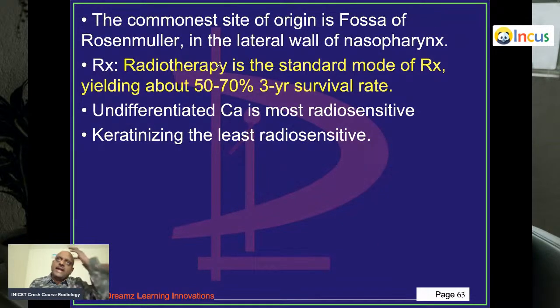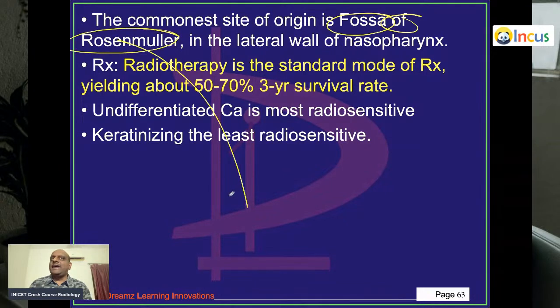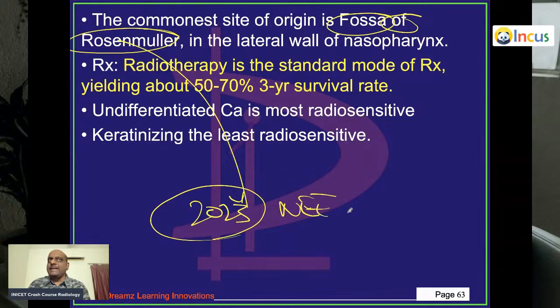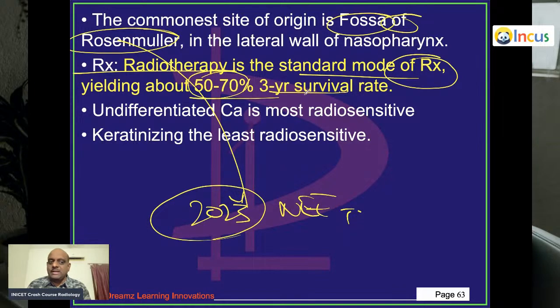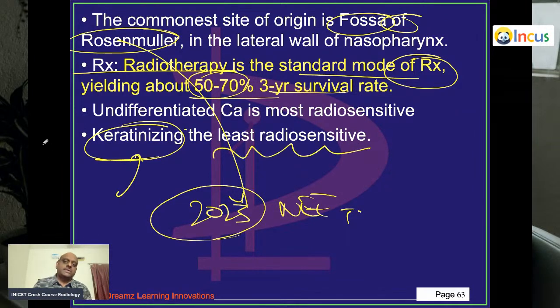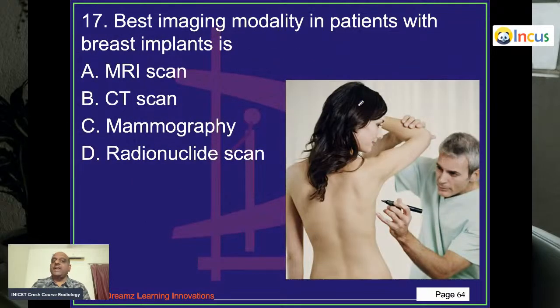So, what is the commonest site for the nasopharyngeal carcinoma, doc? Fossa of Rosenmuller. This was asked in the 2023 NEET PG exam also recently. And radiotherapy is the standard mode of treatment, which yields about 50 to 70% survival, is what you need to remember. Once more, in the nasopharyngeal carcinoma, keratinizing type is least radiosensitive. Undifferentiated is most radiosensitive. That's what you need to remember.